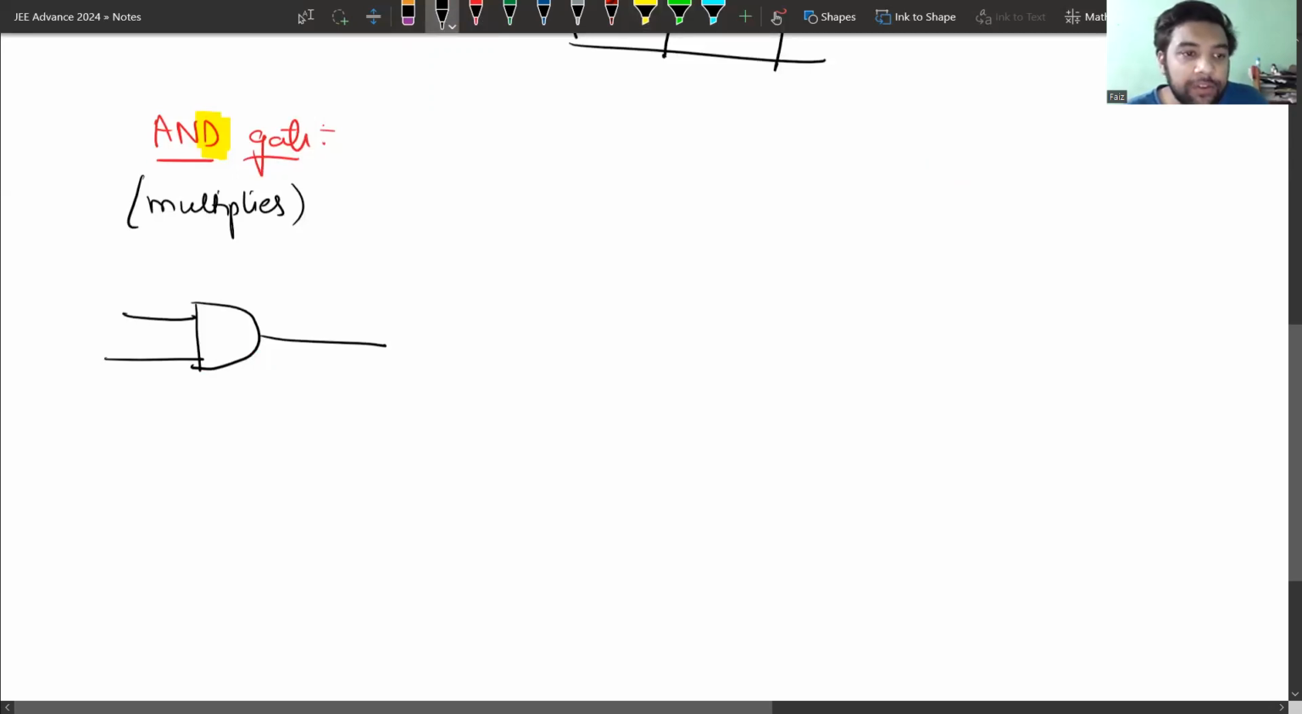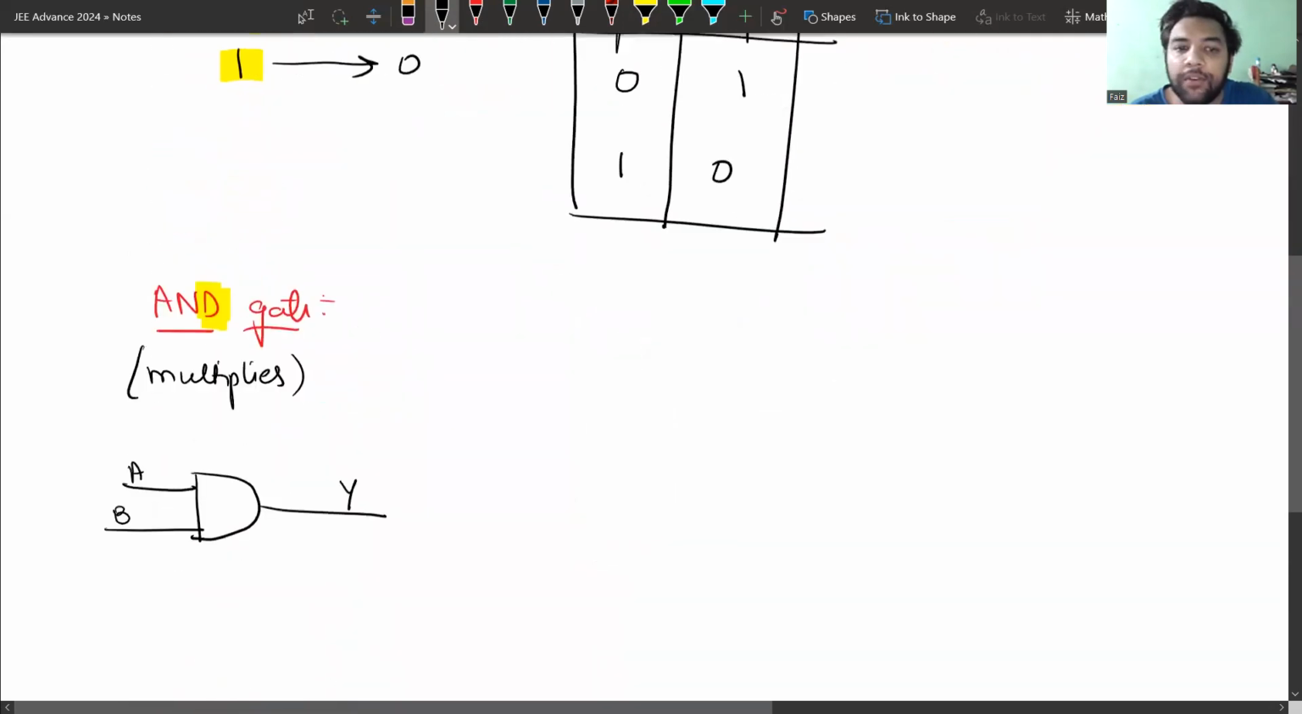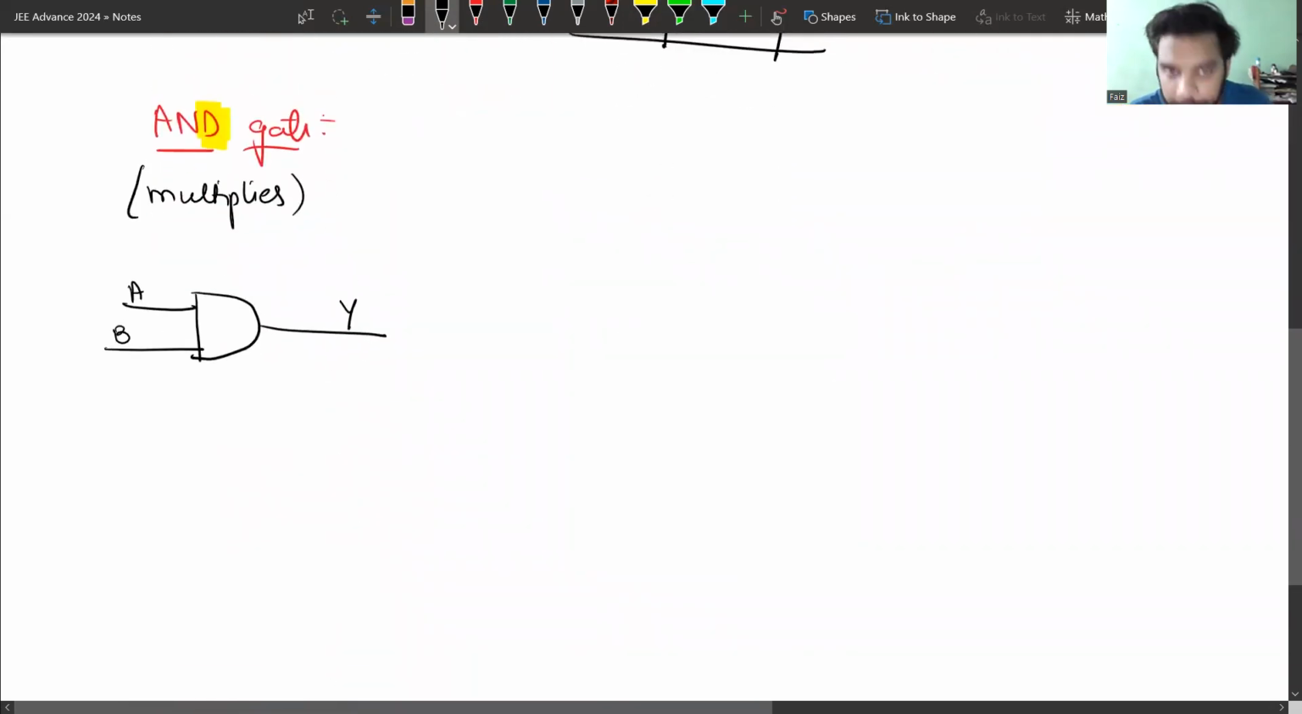Now, it has two inputs. I can see it has two inputs. Let us label them as A and B, and the output let us label as Y, because books use this notation. Okay. Now, we saw the diagram, what is the truth table going to look like? Since I told you what is Y, the output, and how do we get the output? We multiply the inputs. So A dot B or A into B, right? So what is the truth table going to look like?